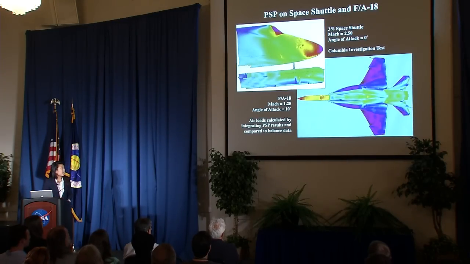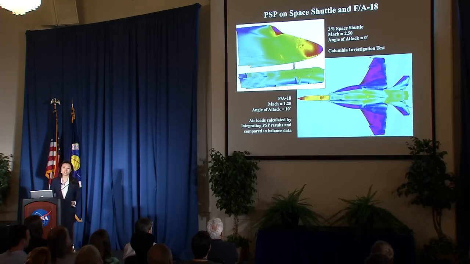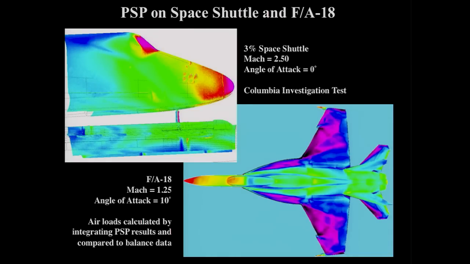A few examples I have is on a space shuttle right over here, going Mach 2.5. So Mach 1 is the speed of sound. Right now, it's 2.5 times the speed of sound. On the bottom right, you see an F-18 going Mach 1.25. Another great advantage of pressure-sensitive paint is you're able to paint surfaces where you probably couldn't instrument, say where the wing attaches to the body or the tip of the nose. Right?